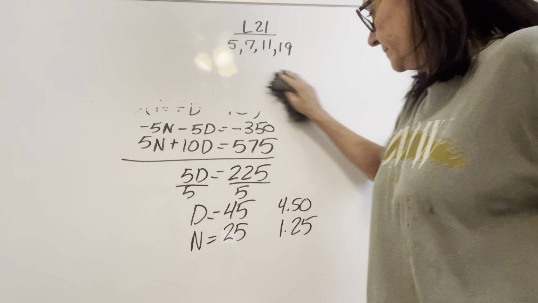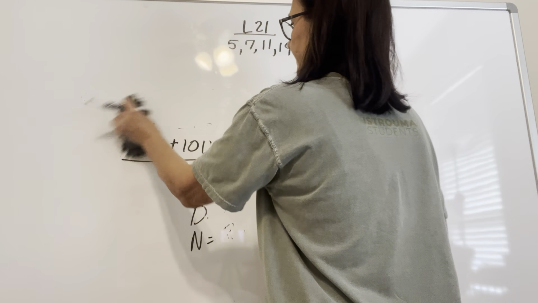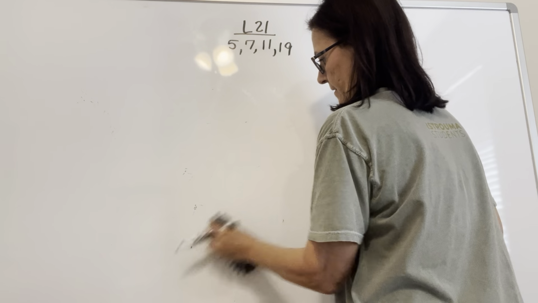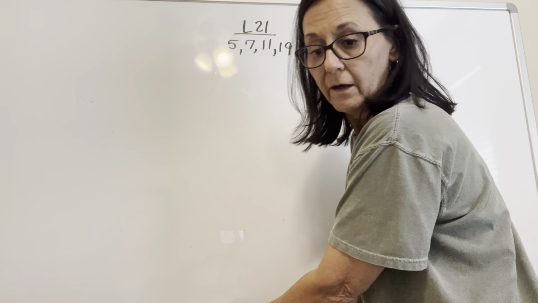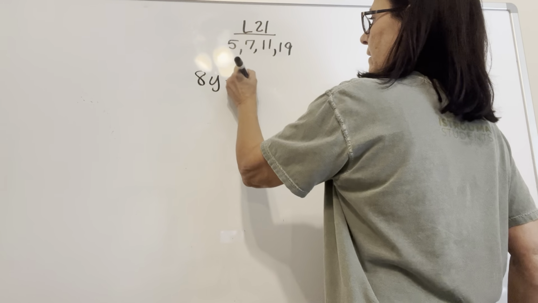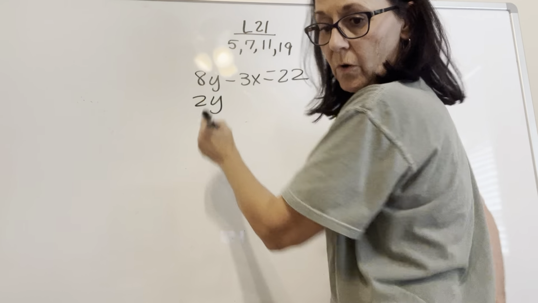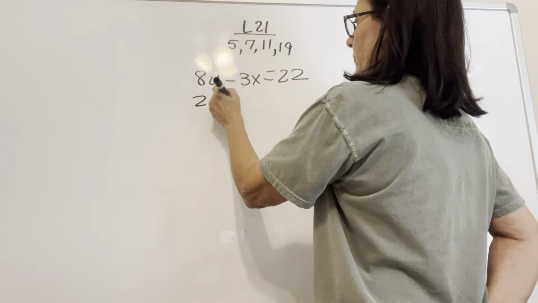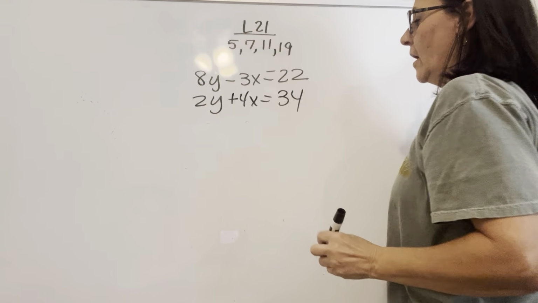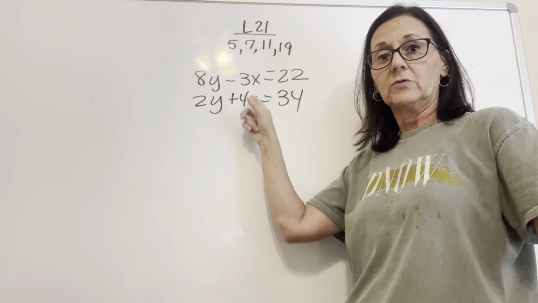All right. Problem number 7. Use elimination to solve. 8y minus 3x is 22, and then 2y plus 4x is 34. Normally I would be drawn to the positives and the negative, but if I do that, I have to multiply both equations.